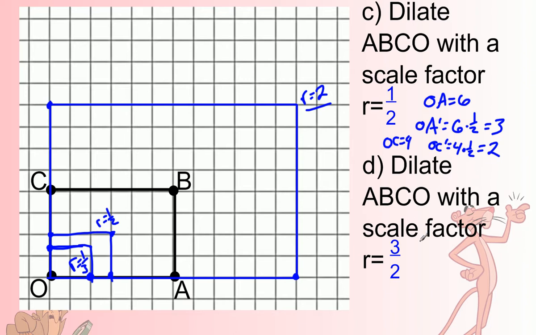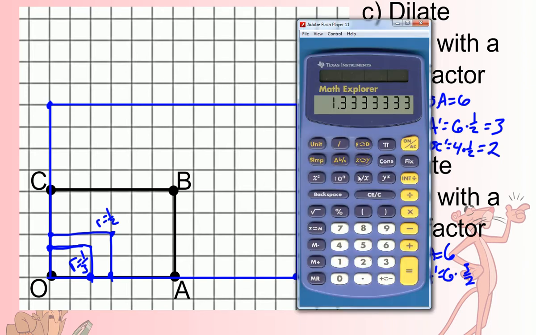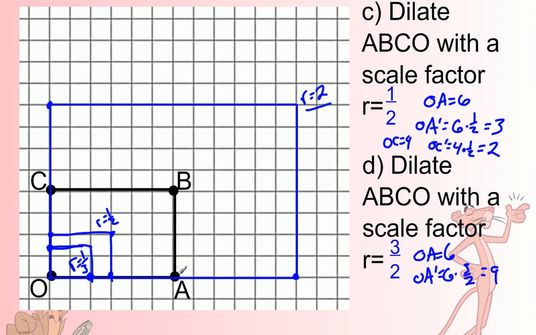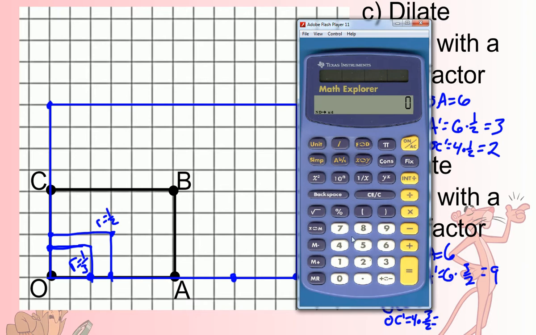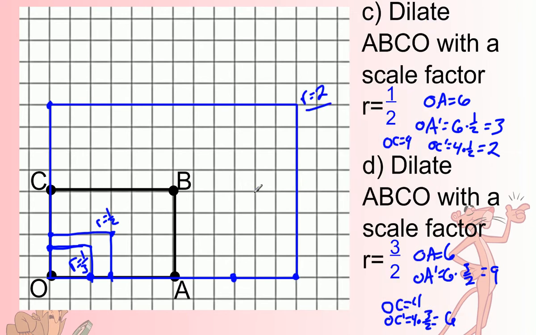Letter D, dilate ABCO with a scale factor of 3/2. Okay, let's see. OA is 6, so OA prime would be 6 times 3/2. And if you can't do that in your head, we've got calculators for it. 6 times 3/2, and decimal that gives us 9. So 1, 2, 3, 4, 5, 6, 7, 8, 9. That would be our A prime for this letter D. And OC is 4. OC prime would be 4 times 3/2, which is going to give us 6. But you don't trust me. 4 times 3/2. Got 6. So 1, 2, 3, 4, 5, 6.